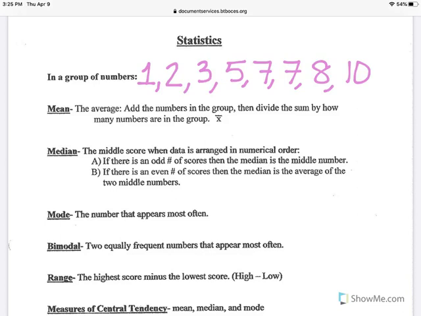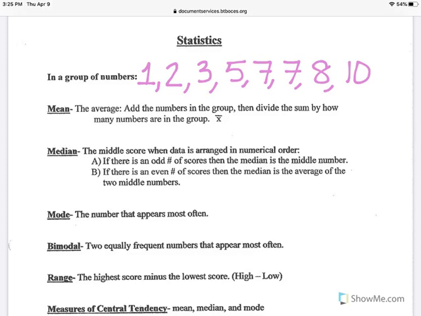We've got a list, and I put these numbers in order from smallest to greatest. That is important. Whenever you have a list of numbers in statistics, you want to put them in order so that you can find everything accordingly. So we've got 1, 2, 3, 5, 7, 7, 8, 10. I just made these numbers up. We're going to figure out a few things from this list of numbers.